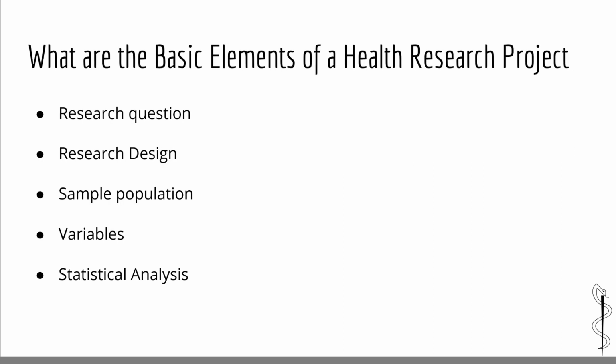Now let's talk about the basic elements of a health research project. There are many study designs in health research. However, they all share the 5 following elements. Let's go over them one by one. The research question is typically what guides the design of the entire project. It typically specifies the study population, the exposure variable, the control group, and the outcome variable. A common format for developing research questions in health research is the PICO format.